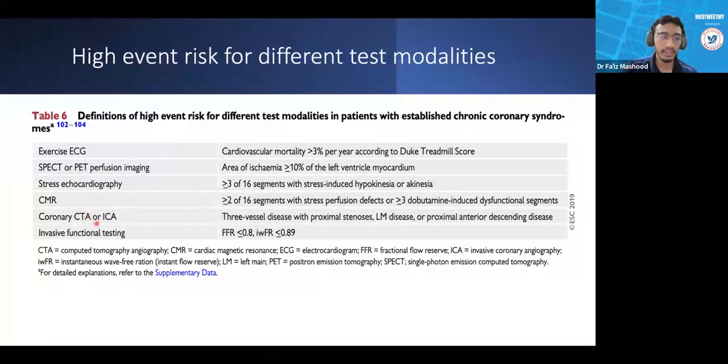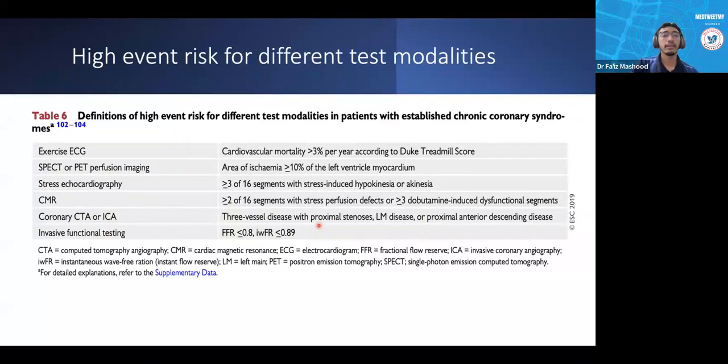And for CTCA or invasive coronary angiogram, 3-vessel disease, left main disease, or proximal left anterior descending artery disease is a high-risk event. And this is the functional test that I said we can do during angiogram, FFR or iFR. And I think the newest one is QFR, if I'm not mistaken.